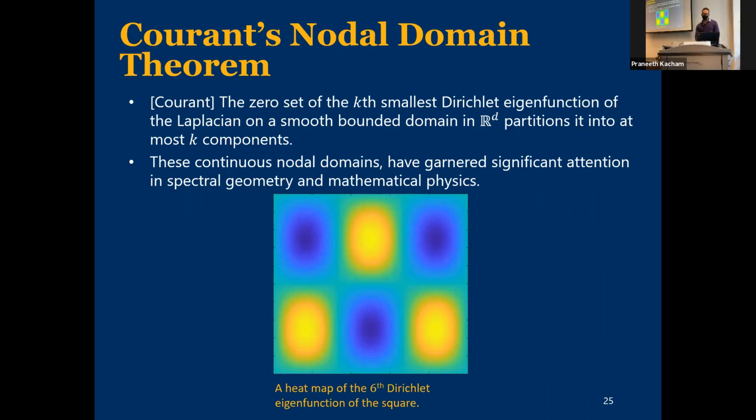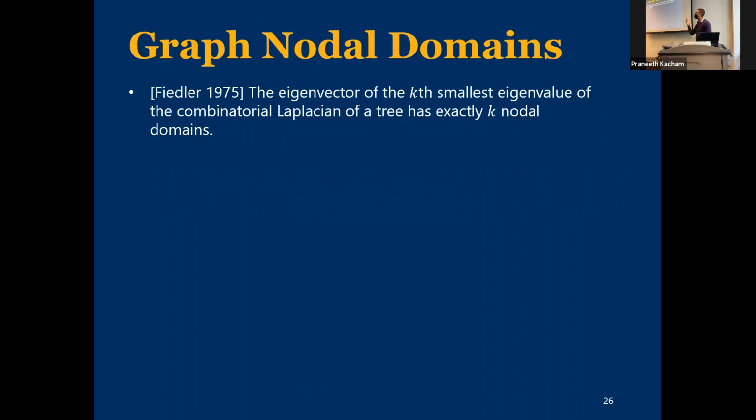Okay, but going back to discrete space, graph nodal domains. There's a series of works on this. We mentioned Fiedler before. Fiedler showed that if I take a tree graph, then the kth smallest eigenvalue of the combinatorial Laplacian has an eigenvector with exactly k nodal domains. So exactly k nodal domains for every eigenvector of the Laplacian for a tree.